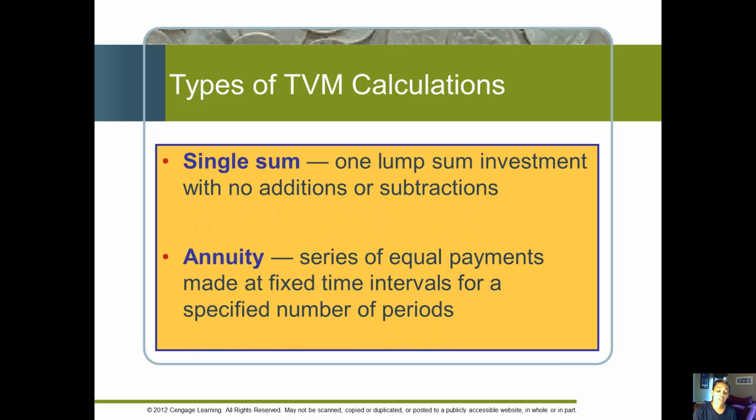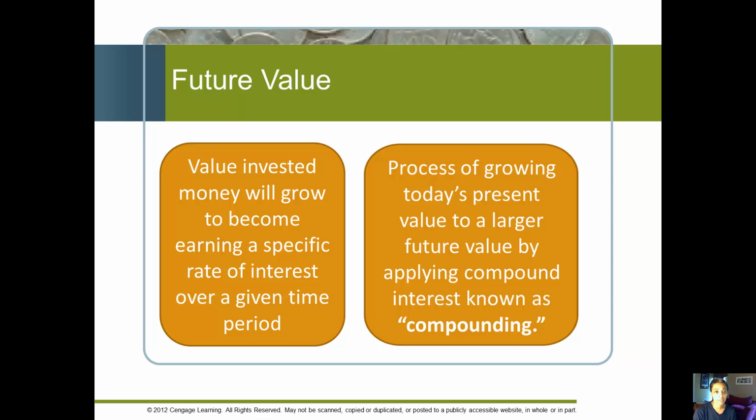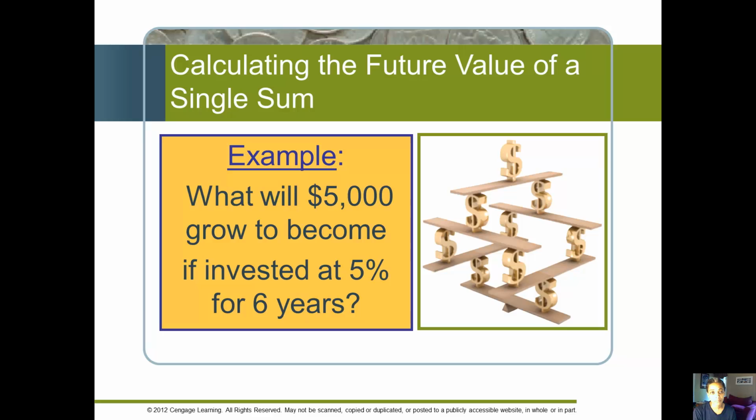First, there's a lump sum or single sum that could be invested without adding or subtracting anything from it. Or we could have an annuity, which is a series of equal payments made at regular intervals for a certain period of time. And we could be calculating a future value, which would be the value that our investment would grow to if it earned a specific interest rate over a certain period of time. And so the process of growing today's present value to a larger future value is called compounding.